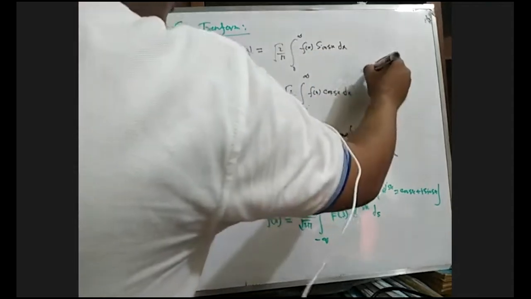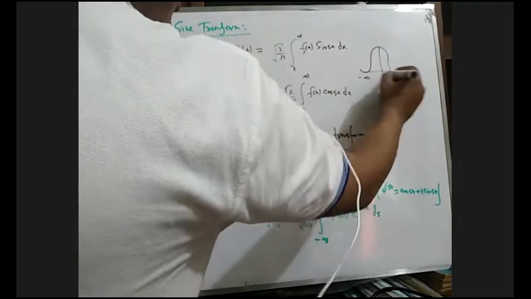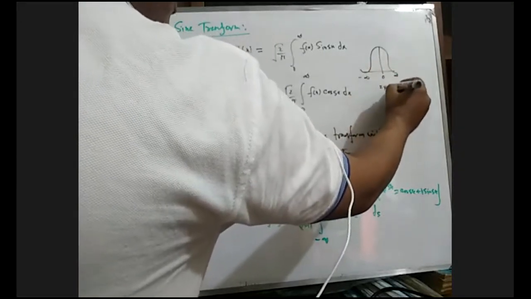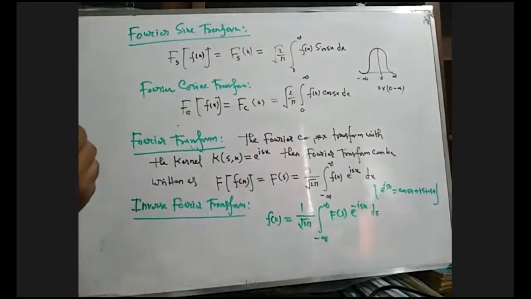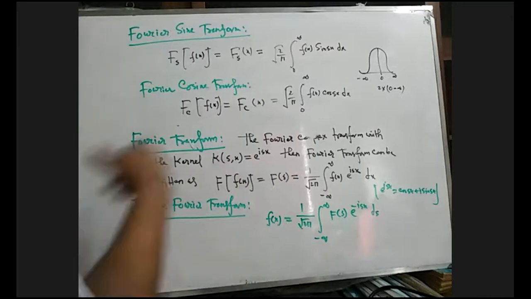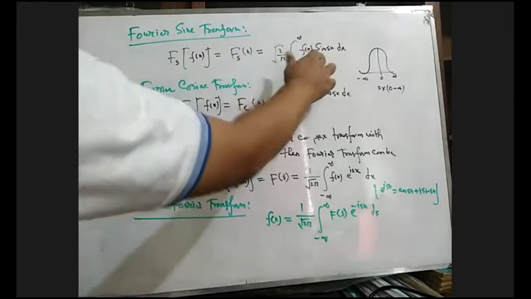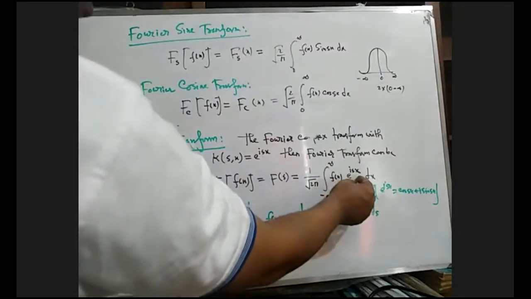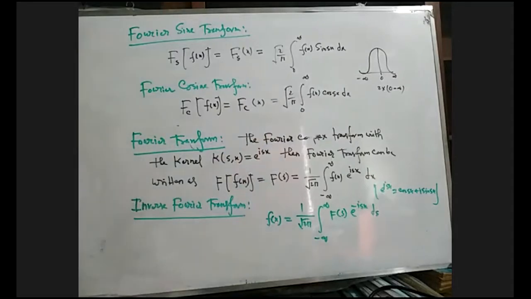Because of curves of this type, the normal curve, minus infinity to plus infinity can be written as two times 0 to infinity. So for the Fourier sine transform, e to the power isx becomes sine, and for the Fourier cosine transform, e to the power isx becomes cos sx. Similar. So this is the actual definition of the Fourier transform.